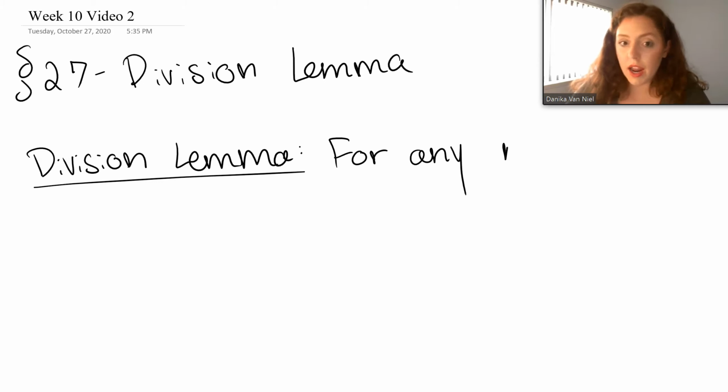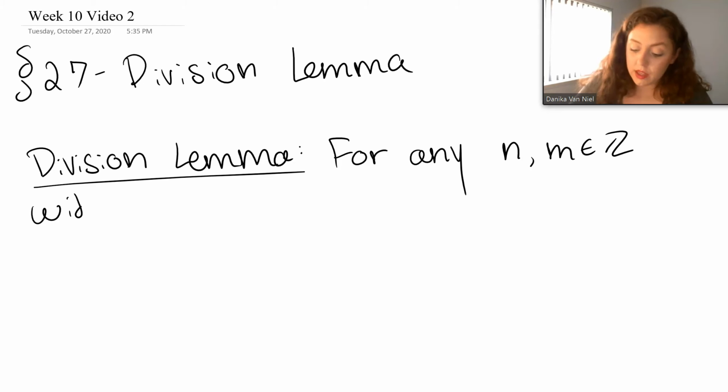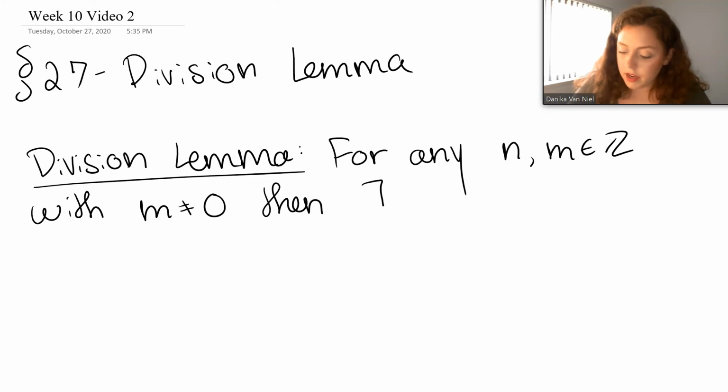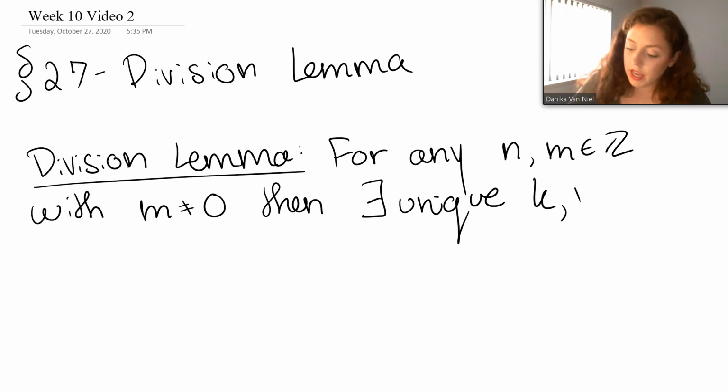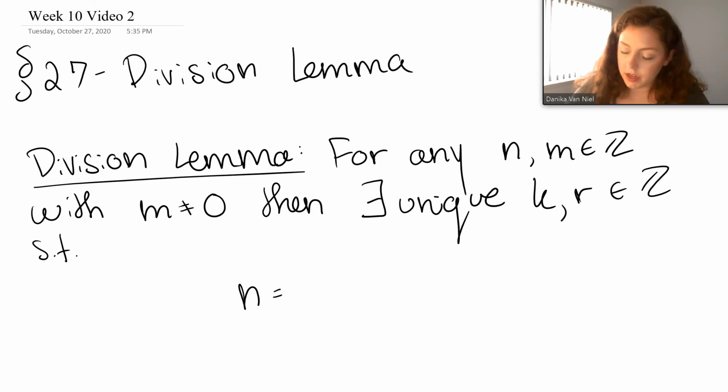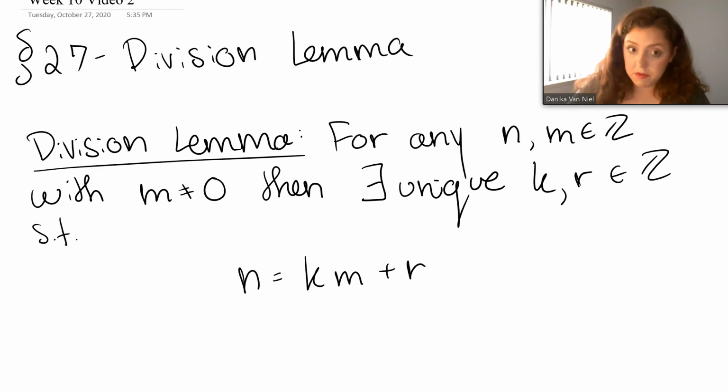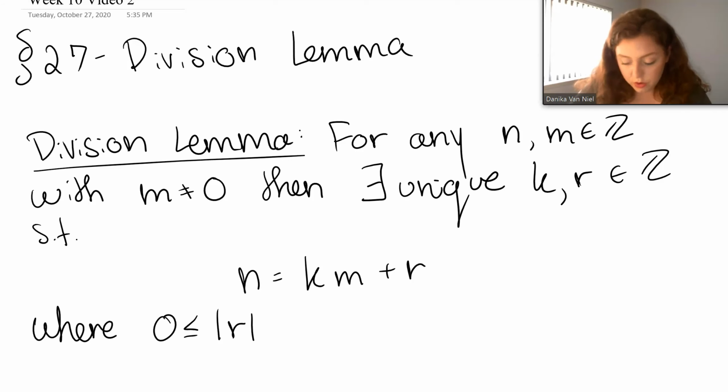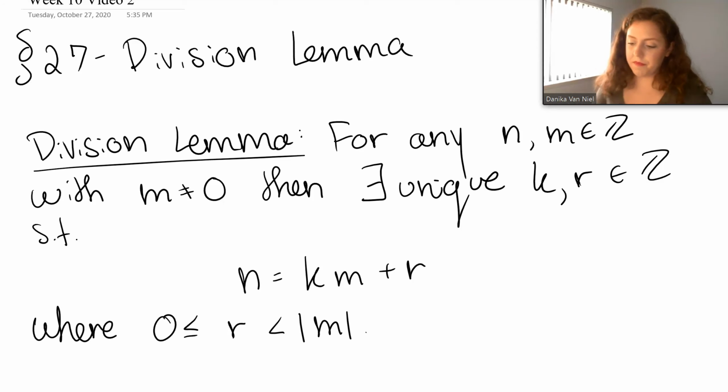For any integers n and m with m not equal to 0, there exist unique integers k and r such that we have this equation, n equals km plus r. And there's a little bit more, where 0 is less than or equal to the absolute value of r, less than the absolute value of m. Sorry, r is non-negative, because it could be 0. Absolute value then. Okay, cool.